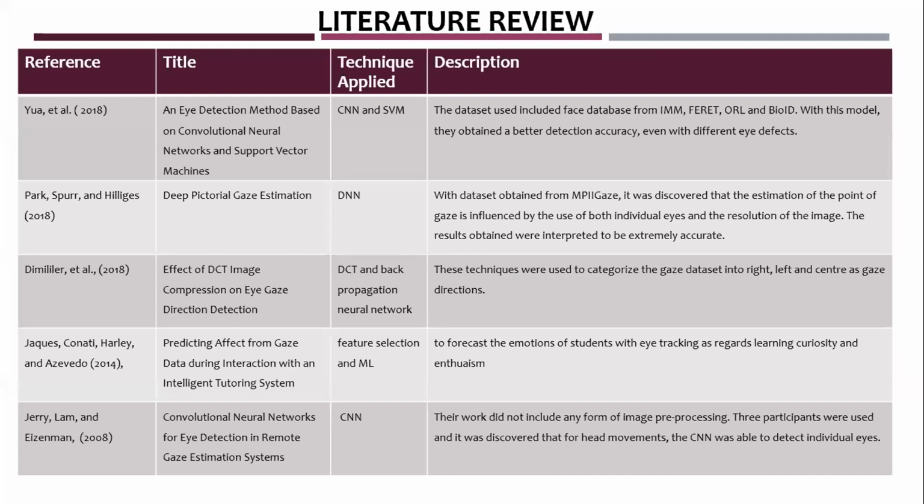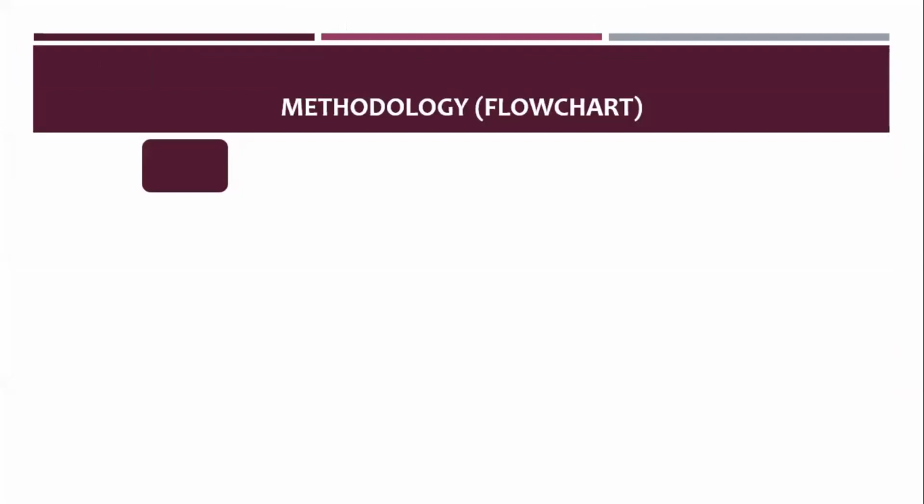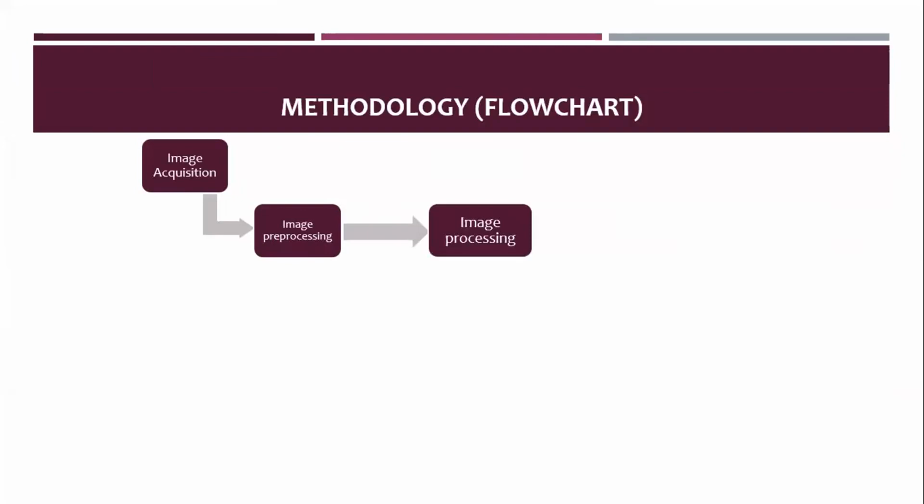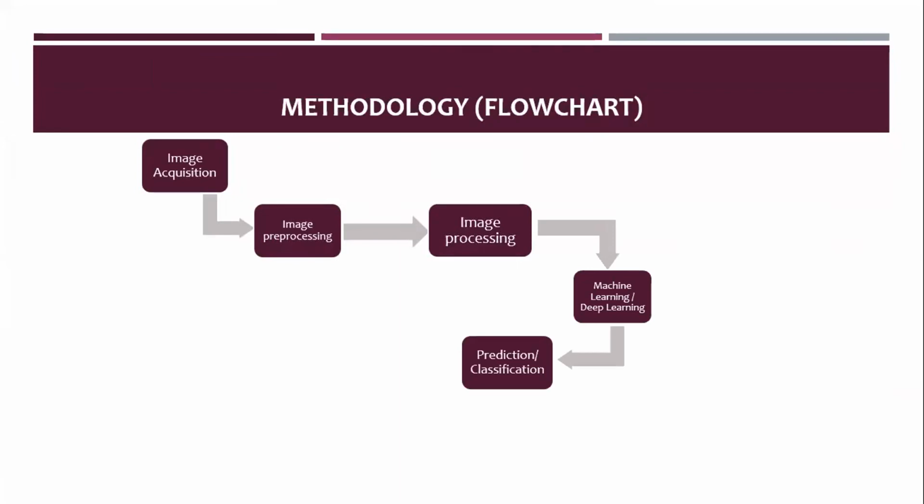Now, this is our methodology flowchart. First of all, we acquire the image and then apply image pre-processing. The technique we use for the image pre-processing is the resizing of the original image, and then we applied image processing this time around, the image enhancement, and then machine learning, deep learning, and in this case we chose the convolutional neural networks, which in turn carries out the learning for prediction and gives us our final results.